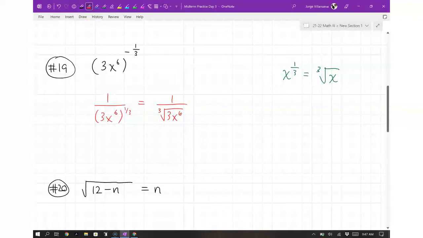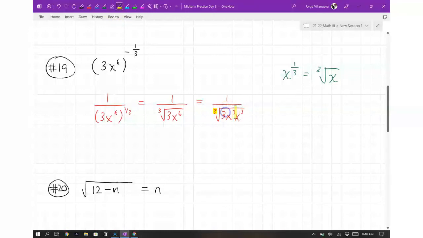Now notice there is no cubed root of 3. It doesn't exist. Well, I guess it does numerically, but not anything nice and clean. That's what I'm looking for, nice clean answers. But x to the 6th, I can actually simplify that. That's x cubed times x cubed, right? So I'll write that right here. 1 over the cubed root of 3 x cubed.